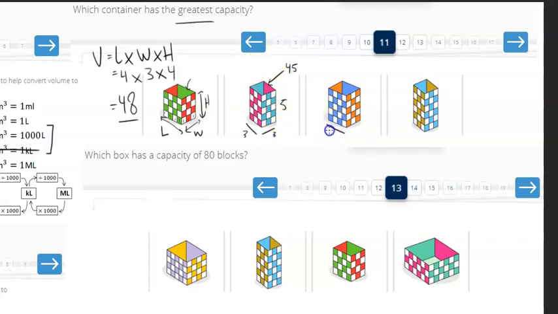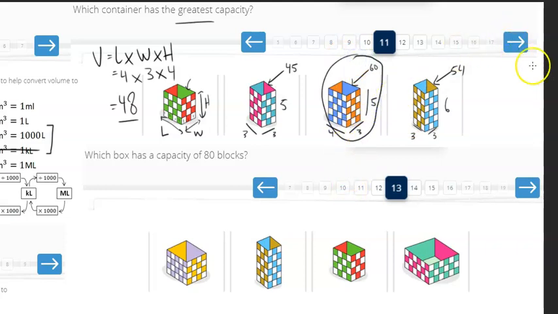This is a 4 by 3 by 1, 2, 3, 4, 5. This is a 4 by 3 by 5. So we can do maybe 5 times 4, which is 20, and 20 times 3, which is 60. And then we have a 3 by 3 by 1, 2, 6. 3 by 3 is 9. 9 by 6 is 54. So which one has the biggest volume? This one here.